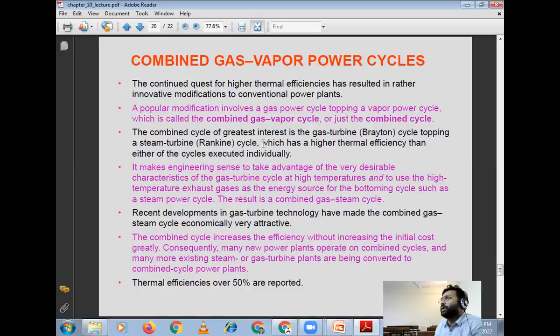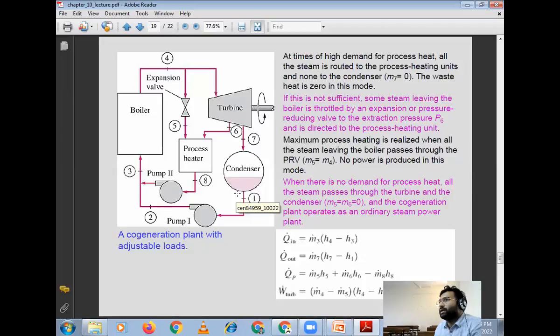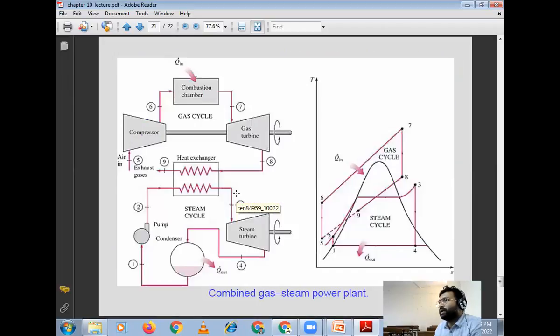मग तुम्ही इंडिव्हिज्युअली गॅस टर्बाइन सायकल केली, गॅस पॉवर सायकल केली, किंवा इंडिव्हिज्युअली नुसती स्टीम सायकल केली, त्यात जेवढी इफिशियन्सी येते त्यापेक्षा कितीतरी पटीने जास्त त्यावेळेस तुम्ही कंबाईनला जाता त्यावेळेस इफिशियन्सी मिळते. ठीक आहे. So thermal efficiencies over 50% are being reported for this combined gas power cycle. I will upload this PPT in the study material. You can refer to it later.